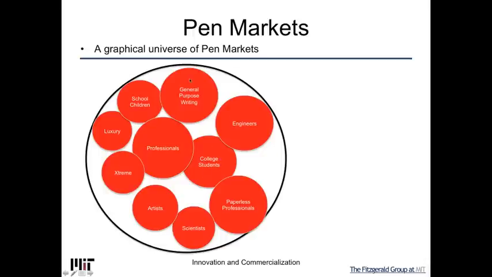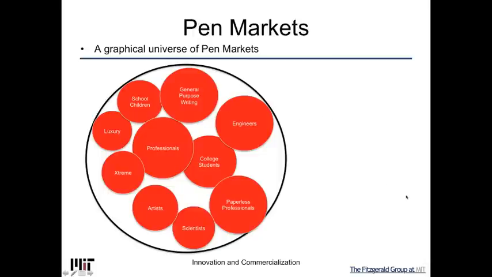We talked about college students. Again, these are just examples, general purpose writing. Professionals, which of course would break down into other dots. So these dots aren't meant to be all-inclusive, or that they can't be broken up into smaller market segments as well, as I've mentioned previously. It's just to give you an idea that the more markets I consider, the larger the circle and the greater uncertainty, because I'm willing to look at more things: school, children, luxury, extreme conditions, artists, etc.